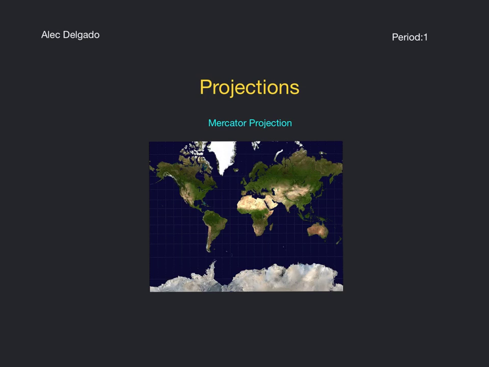Mercator projection. The Mercator projection distorts shapes very little, direction is consistent, and the map is rectangular. Unfortunately, land masses towards the poles of the Earth look much larger than their actual size.